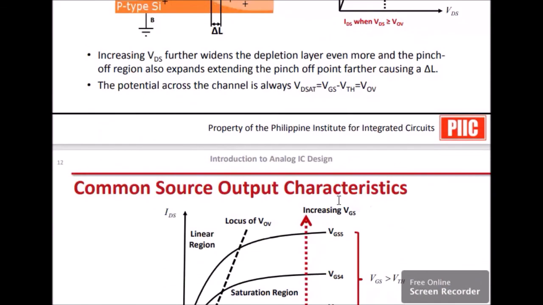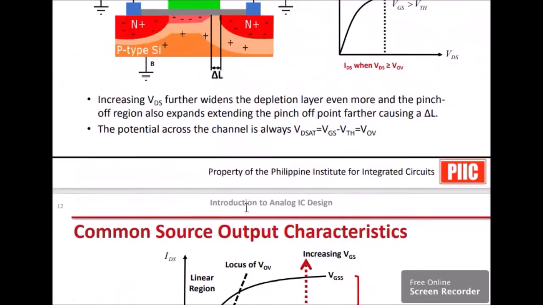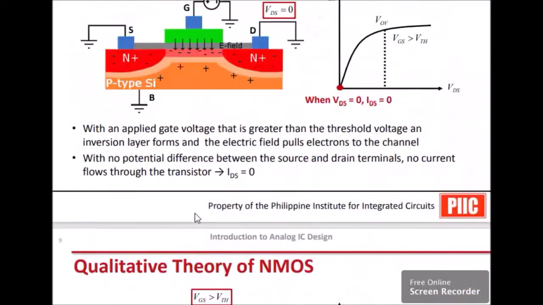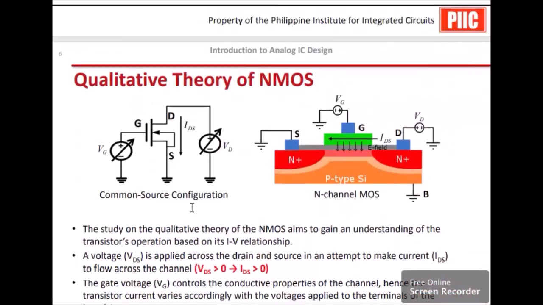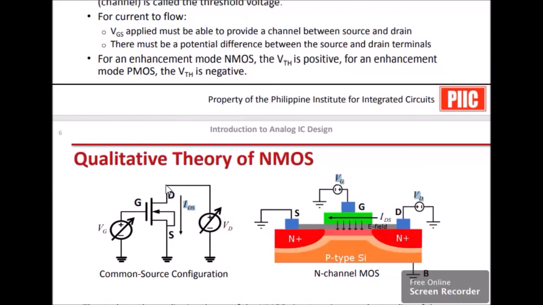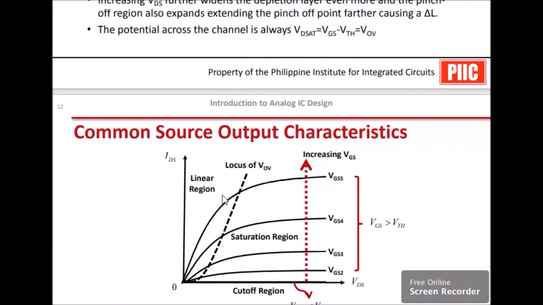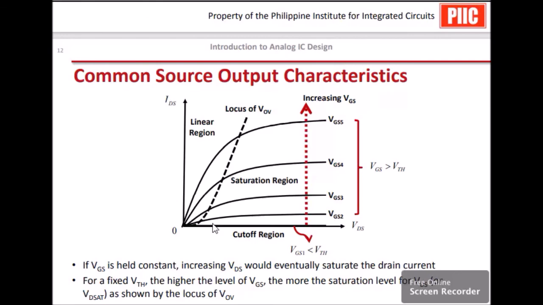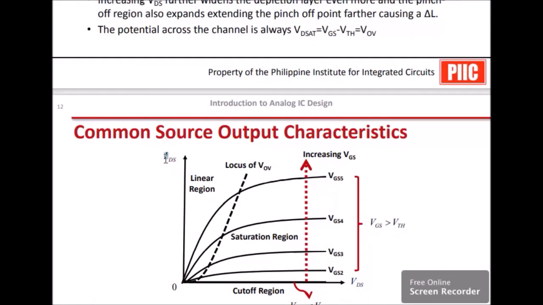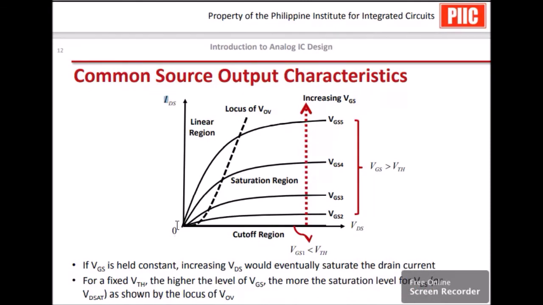Okay, so we have here our common source. Yung common source, ito yung kanina. Yung ating common talaga, yung normal configuration for our NMOS. Ito, common source configuration. For common source configuration, ito yung output characteristic niya. Ito yung VDS. Familiar na kayo kung ano yung VDS? Ito yung IDS. Okay? So again, linear pa siya this time.